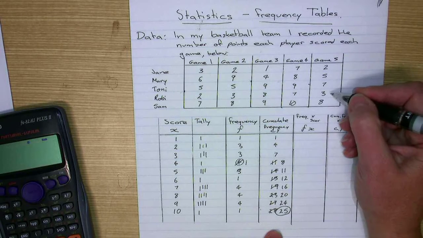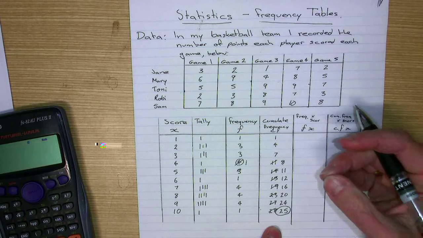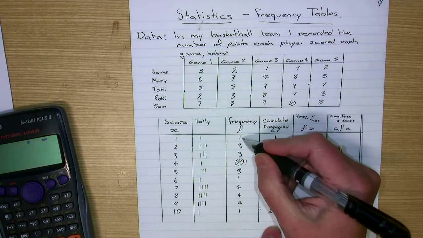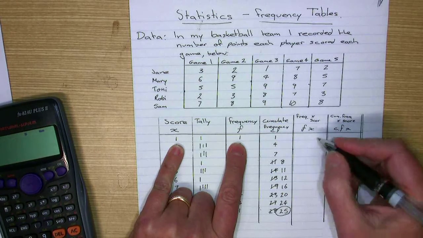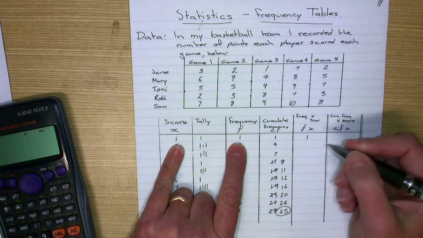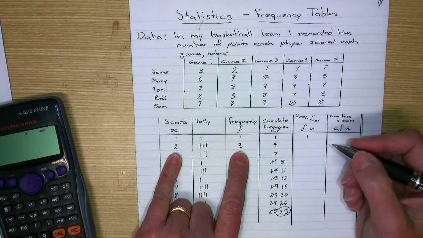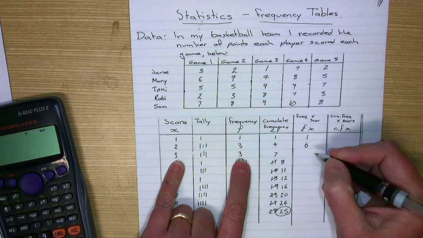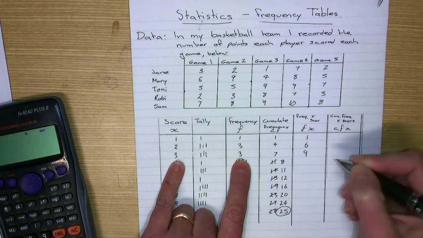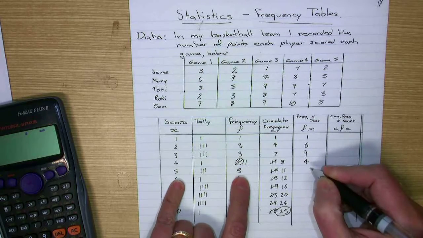So in this next column, I'm going to work out how many points were scored overall. If I go back to my frequency column, one point was scored by one player once. So that is 1 point. 2 points were scored on 3 occasions, so that's a total of 6 points. 3 points were scored on 3 occasions, so that's 9 points in total. 4 points were scored on 1 occasion. 5 points were scored on 3 occasions, so 5 times 3 is 15.